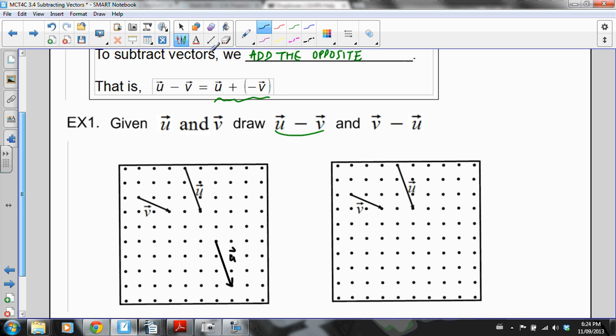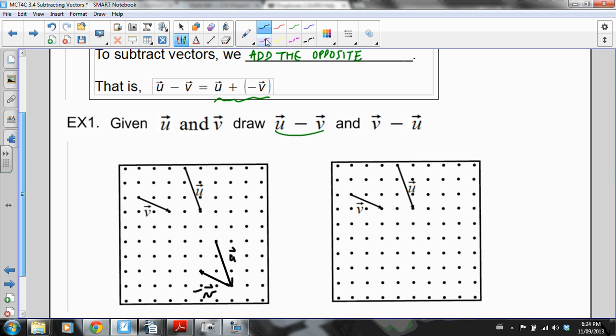So negative V is a vector that's going in the opposite direction that has the same magnitude. That looks about right, eh? Opposite direction, same magnitude as V. And so I'm going to put that in place. And this is vector negative V, isn't it? So when I'm subtracting vectors, I just wrote the negative, and this is one of the rules from yesterday.